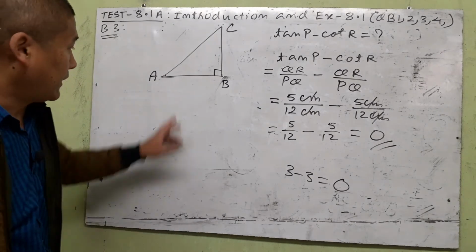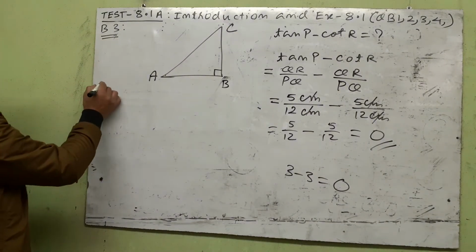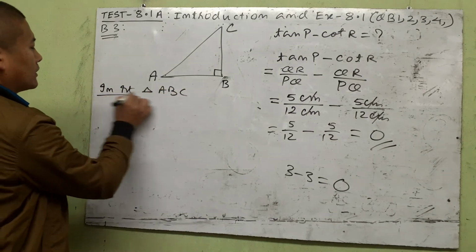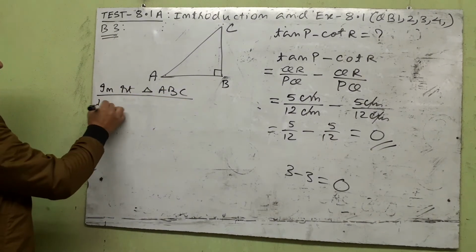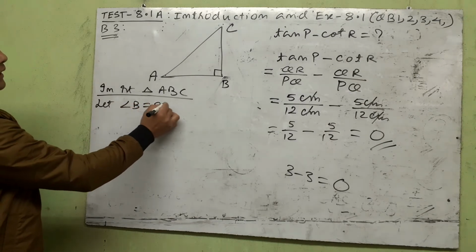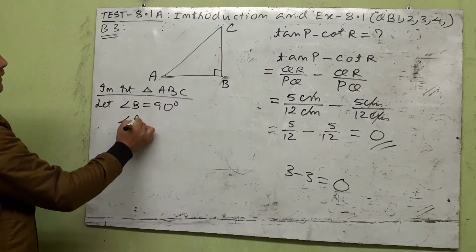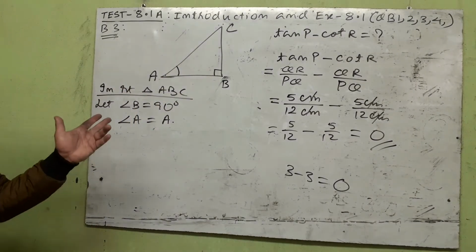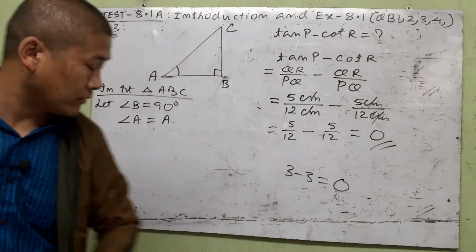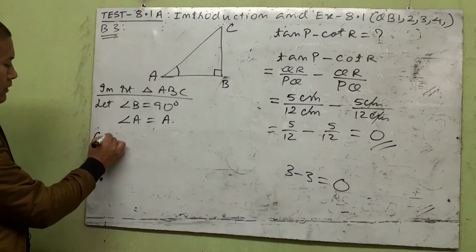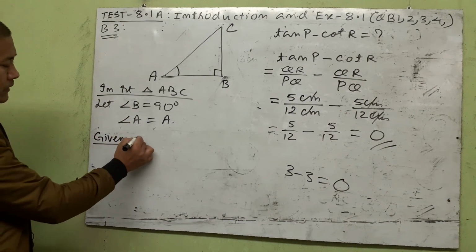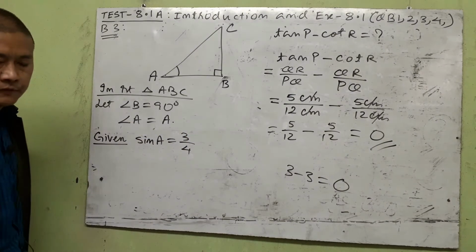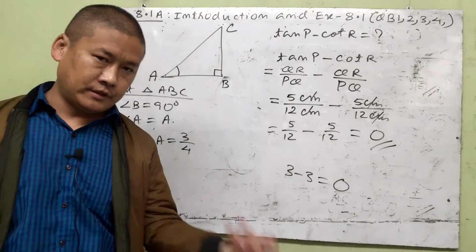So let us define this triangle which we have introduced. In right triangle ABC, let angle B equal 90 degrees, this one, and this angle A we're taking, this one, equal to A, the angle the question is using. So let us write down what is given in the question. Yes, sine A is equal to 3 by 4. That is given.